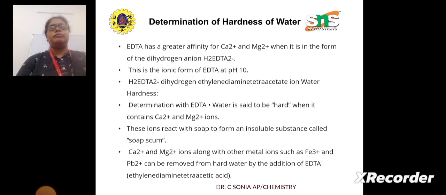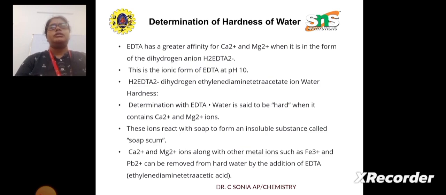So we'll see what's the principle involved in this. The principle of EDTA titration is based on its ability to chelate, or form stable complexes with, metal ions, particularly divalent metal ions such as calcium and magnesium ions. EDTA is a hexadentate ligand, which means it can form 6 bonds with the metal ion. This property is utilized to determine the concentration of metal ions in a solution.